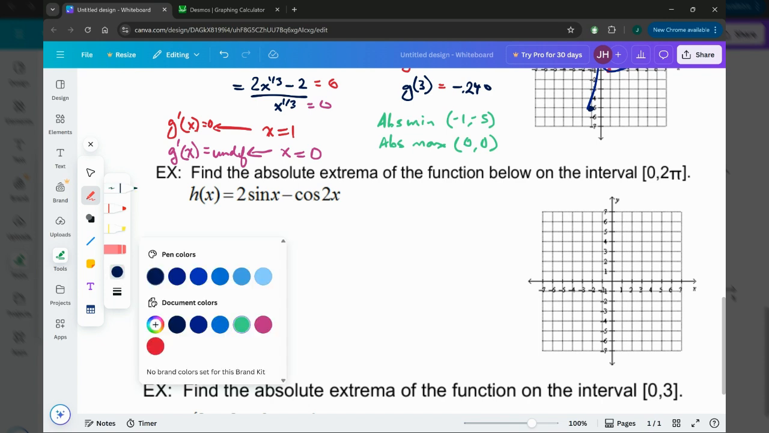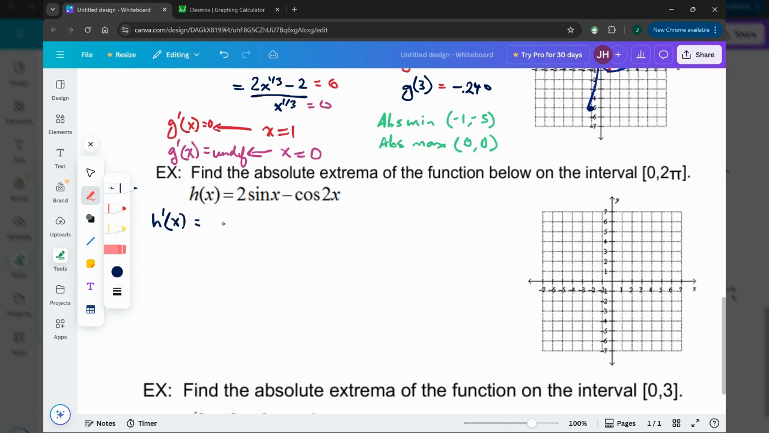I am going to basically take the derivative here, and I'm going to get h prime equals 2 cosine of x. The derivative of cosine is negative sine of 2x, and the chain rule says I have to multiply by 2. Now I'm supposed to set this equal to 0, which would be hard to do if I don't have a calculator. So what we're going to do is a little bit of trigonometry here.